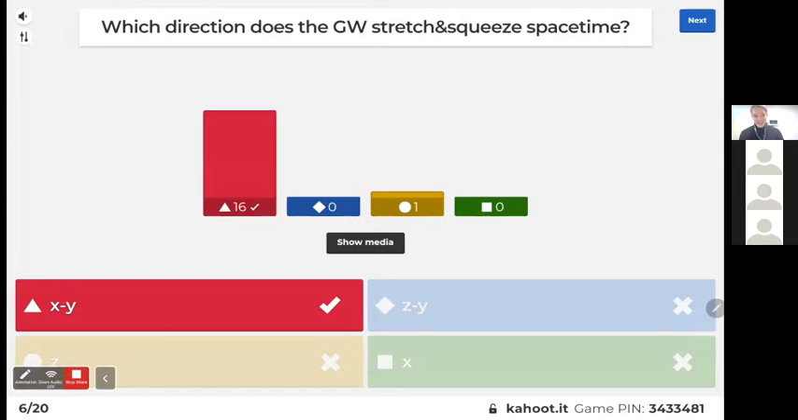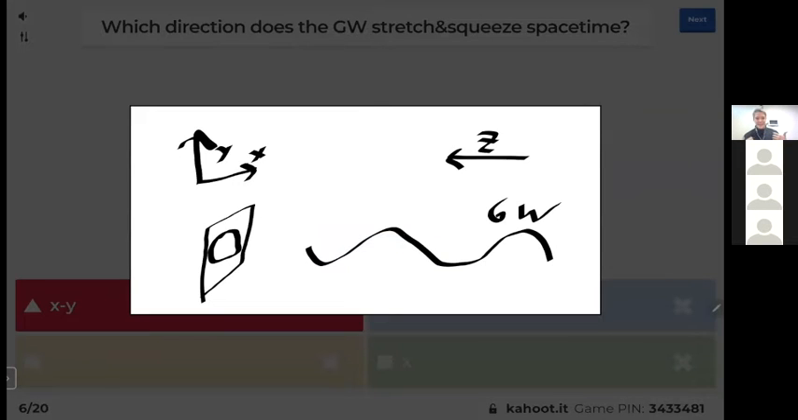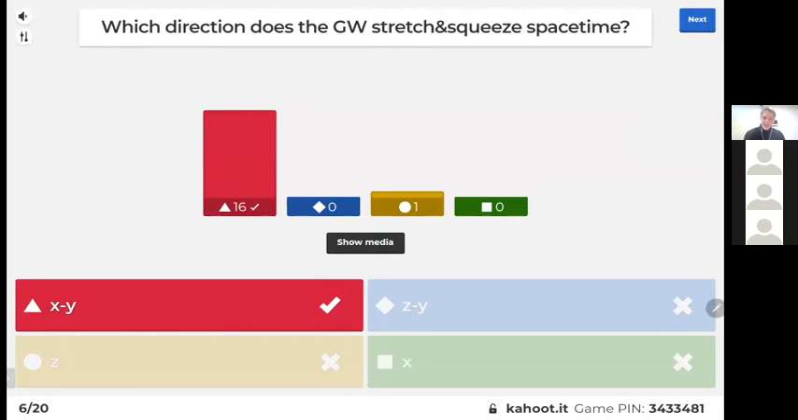Okay, everyone is voting for XY, where the original graph was this, and so clearly everyone is in agreement that it stretches and squeezes space-time in the XY direction. So gravitational waves are essentially stretching and squeezing space-time in the perpendicular direction. Okay, so why is this important? Why do we care about which direction the gravitational wave stretches and squeezes space-time?